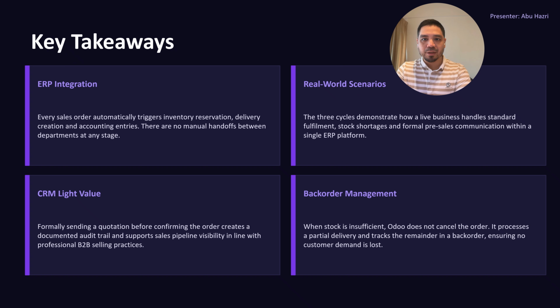Before I wrap things up, I would like to highlight that this implementation demonstrates how a single integrated ERP platform like Odoo can seamlessly connect sales, inventory, and finance, eliminating the need for manual coordination across departments. This is what makes ERP truly powerful for any business, where every decision is informed by real-time data and every process flows automatically from one to the next without any gaps.